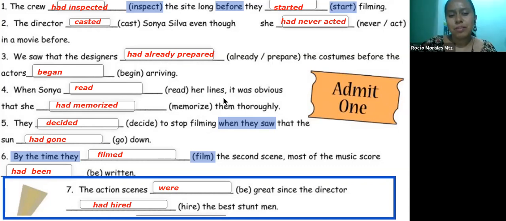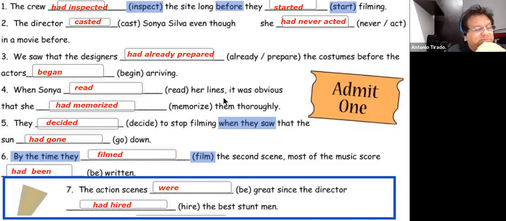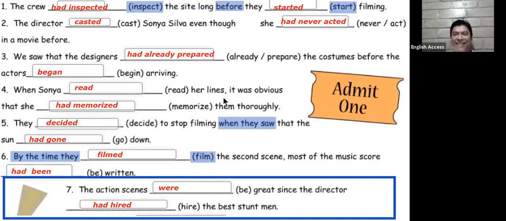Okay, ladies? Because Mr. Valle said it. First, you hire the people, then you film the scenes. Right. Now Cynthia agrees. Very good, very good.